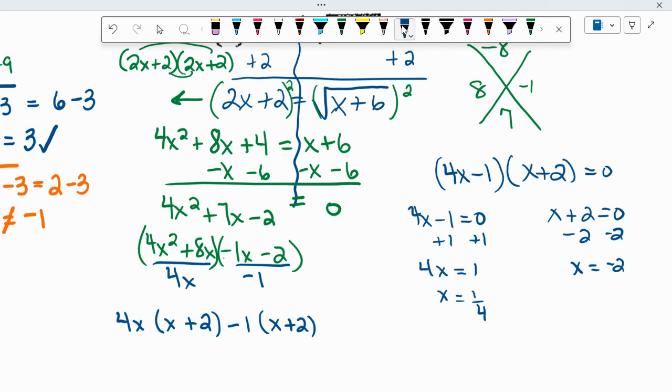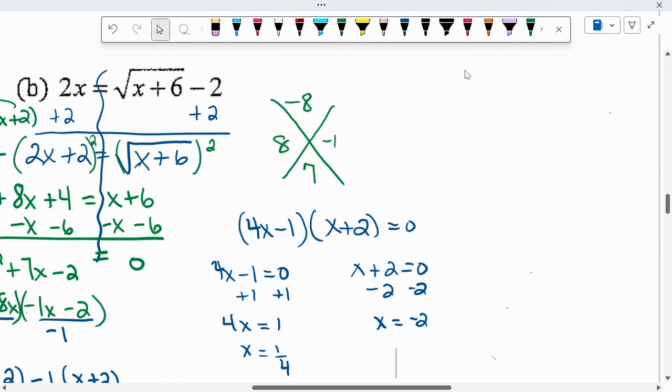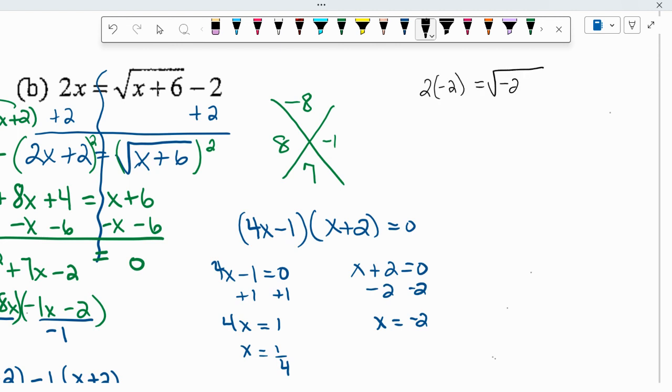I know that you guys have got to be running out of room on your paper. I'm trying to write small, sorry. So we have to check them. Let's check the whole number first, or the integer first, okay? So we're going to do 2 times -2 equals the square root of -2 plus 6, minus 2.